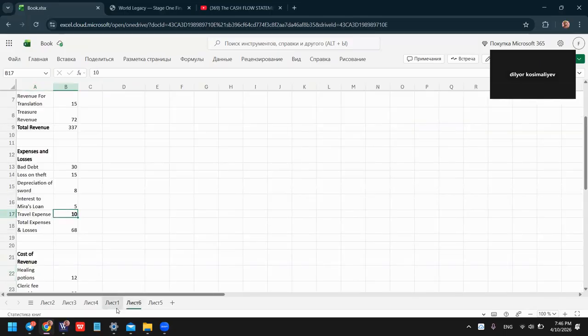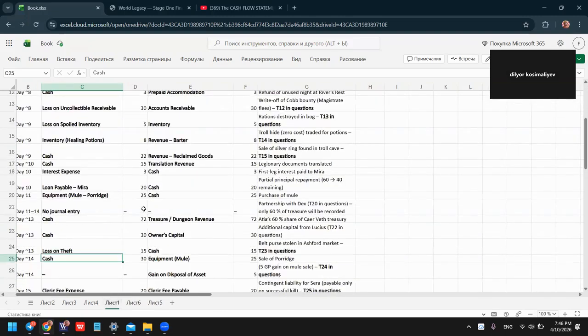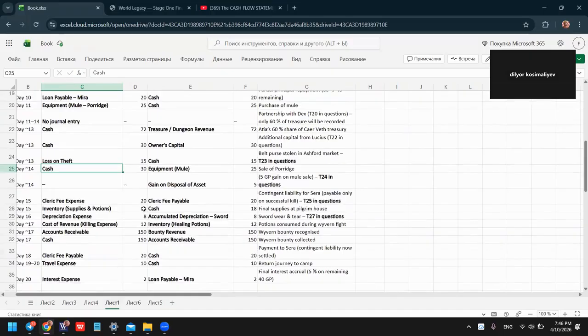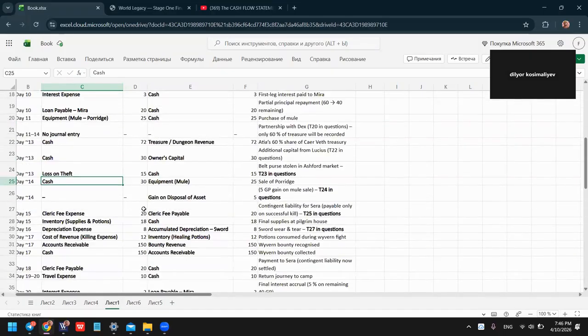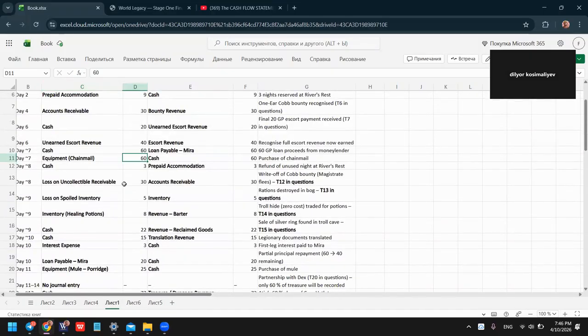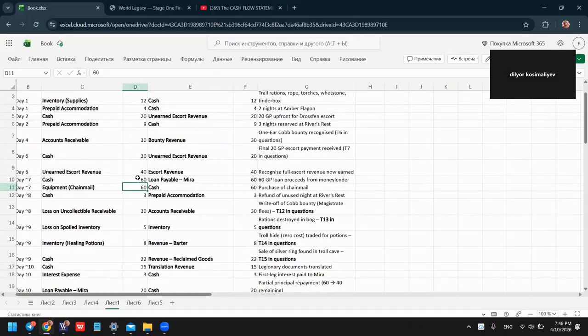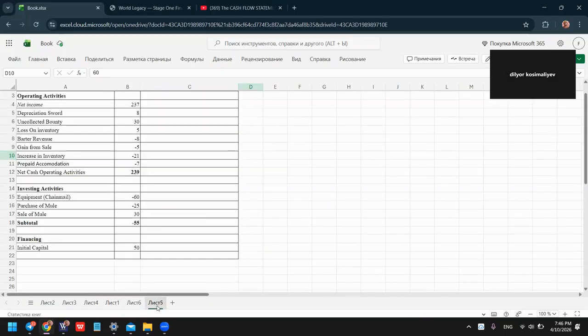So proceeds from... she also got funding from Mia. Let me find it for you. Here, yeah. Loan. She got a loan so that she could continue her work. So she got sponsored by Mia, like borrowed money from her. So it's 60. And it's plus.